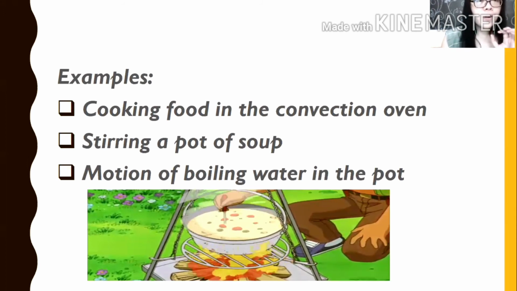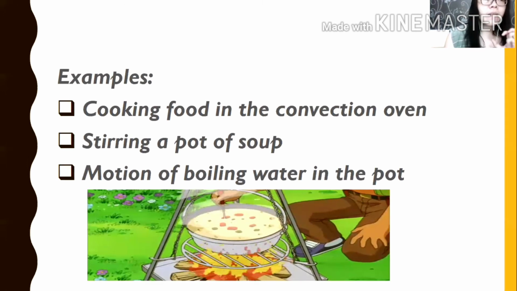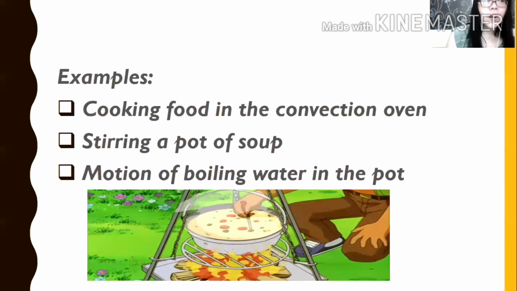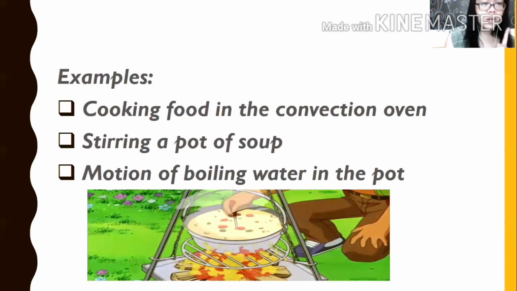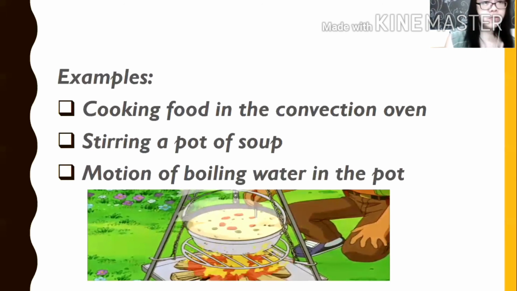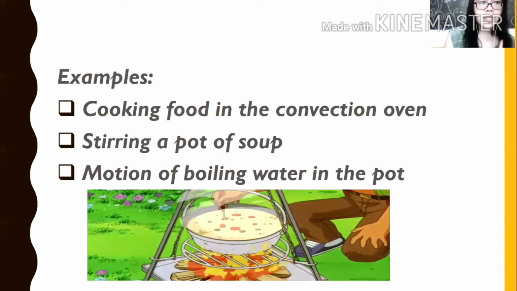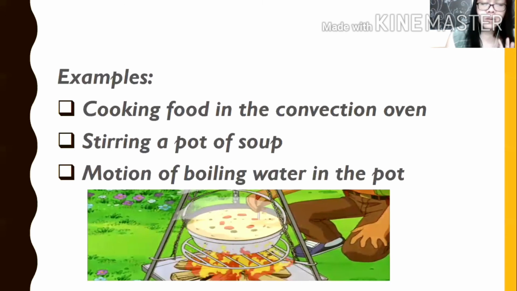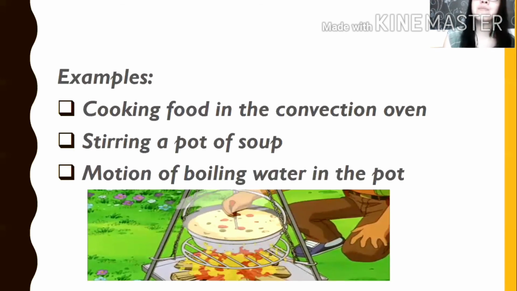Okay. So for cooking food in the convection oven, there is a fan and an exhaust system that blows hot oven air over and around the food, thus surrounding the food so that it cooks evenly and more quickly. For stirring a pot of soup, it distributes the heat from the bottom of the pot throughout the soup. And finally, for motion of boiling water in the pot, it circulates heat which accelerates the cooking process.